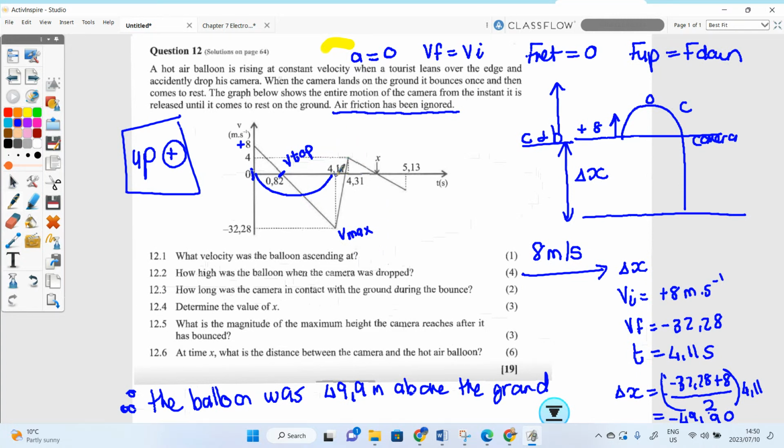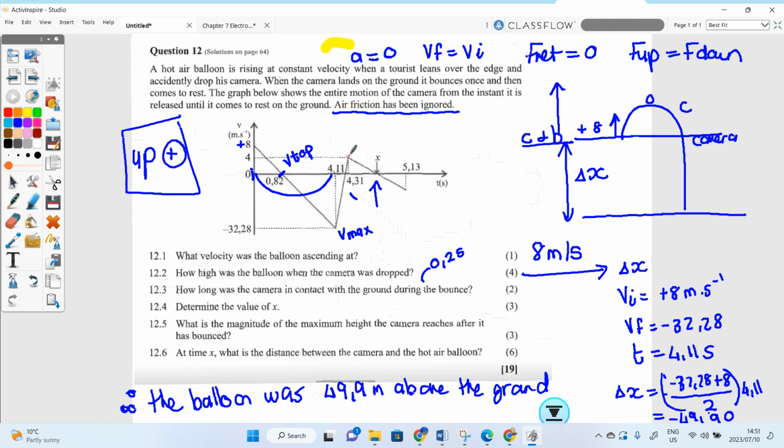Now this little time there, it says how long was the camera in contact with the ground during the bounce? So you're just subtracting those two values, and that is 0.2 seconds. And then they say calculate the value of x. X there is a time, guys. Now remember, if it's free fall and there's no friction, the time up must be equal to the time down.